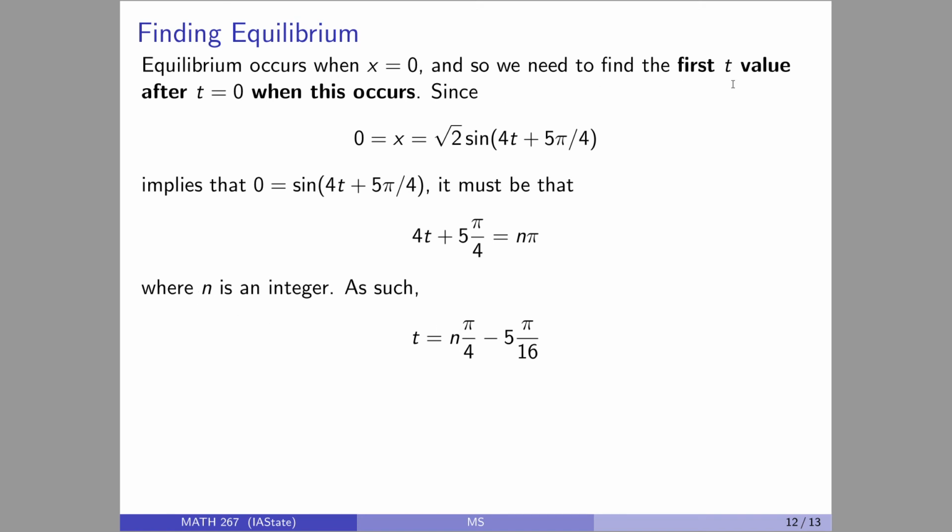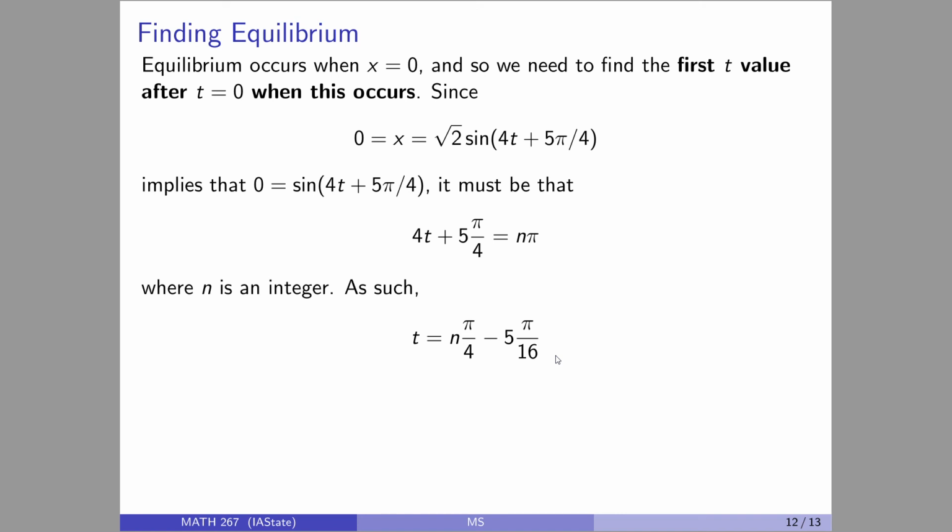So I didn't find a t yet. I've got a formula that tells me all of the possible t's that work. Note there are infinitely many. Okay, but I want the first t value after 0. So I want to start plugging in values for n, and I want the first n value that makes t positive. That's going to be the first time equilibrium is reached.